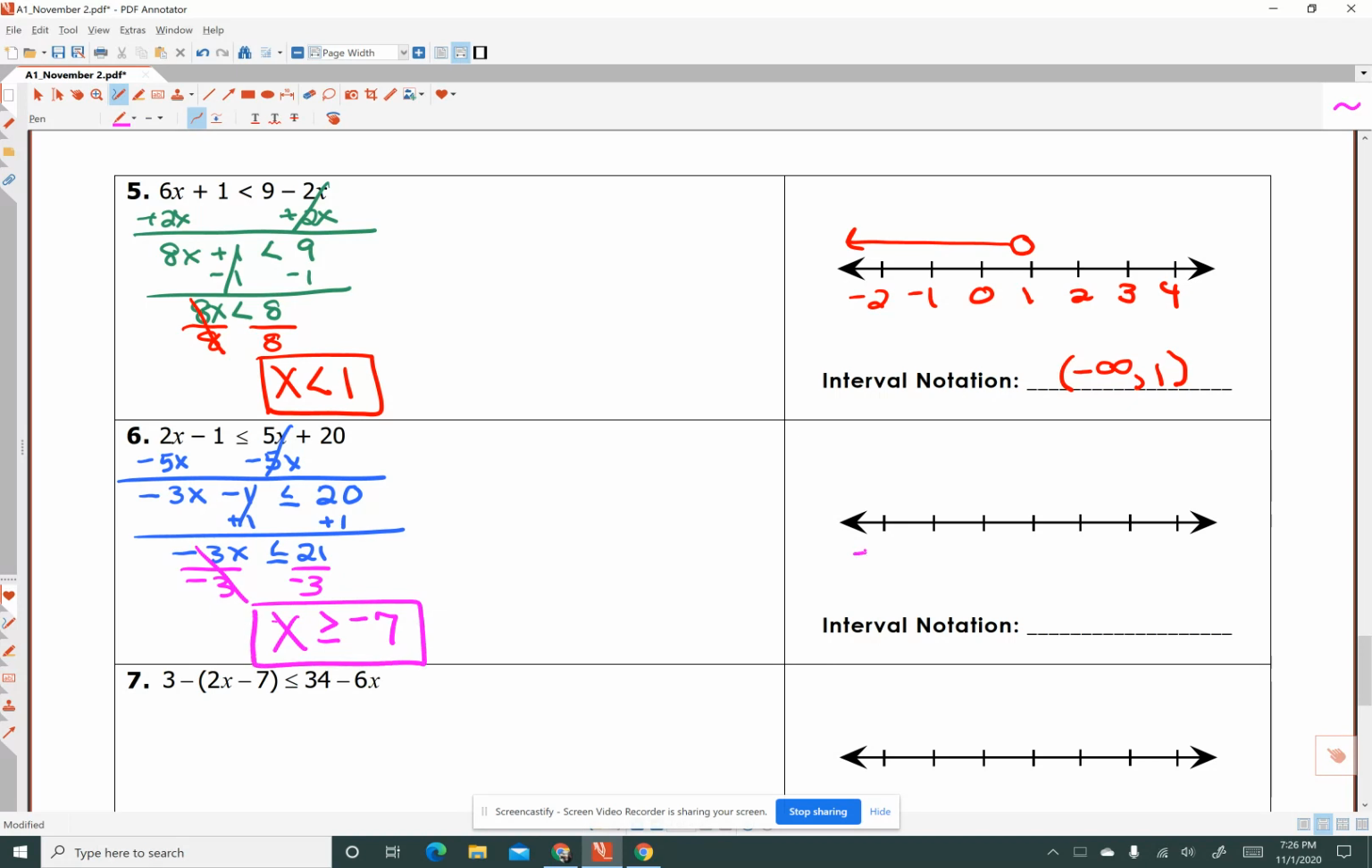So I'll start with negative 10, negative 9, negative 8, negative 7, negative 6, negative 5, negative 4. How do I know where to start? Well, I try to make it so that where my open or closed circle is, in this case a closed circle, is near the center of the graph. So in interval notation, I'll have a bracket, negative 7, comma, infinity, parentheses always for infinity.